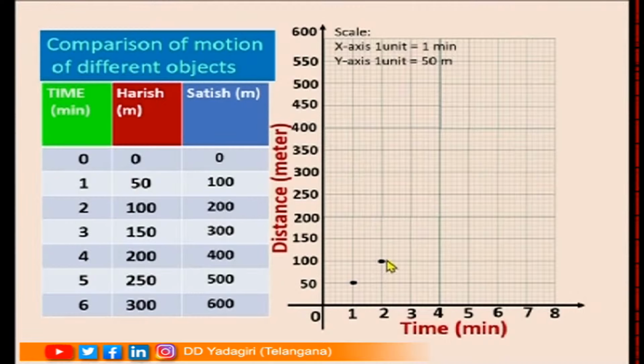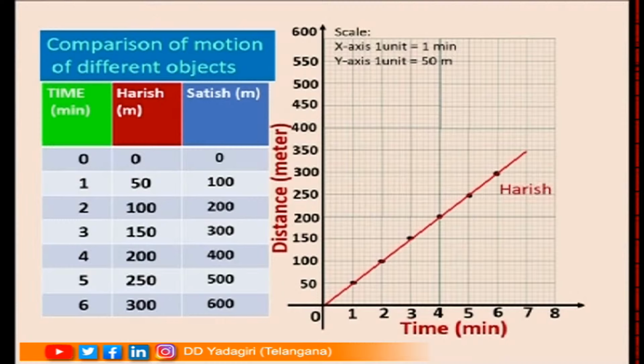In the second minute he covered the distance of 100 meters. In the third minute he covered the distance of 150 meters. In the fourth minute he covered 200 meters. And in the fifth minute he covered 250 meters. In total, in 6 minutes he covered the distance of 300 meters. Now map all the points. You will get a straight line, which indicates the uniform motion of Harish.